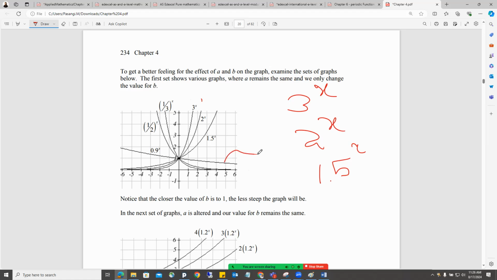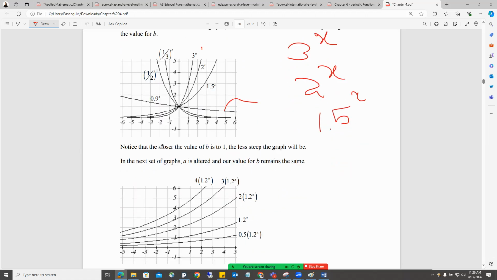Okay. Here, then we have 0.9 to the power of x. Then there we have a curve like this. That's how it works. Notice that the closer the value of b is to 1, see, here we have 0.9 to the power of x, it's getting much closer to 1. Then notice that the closer the value of b is to 1, the less steep the graph will be.